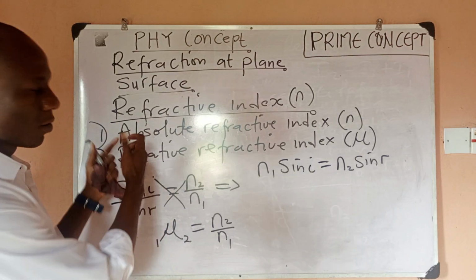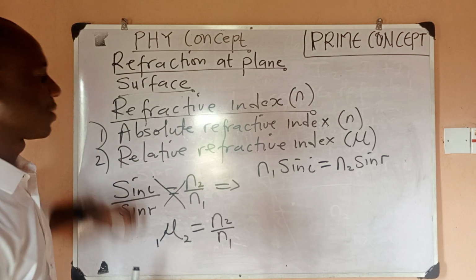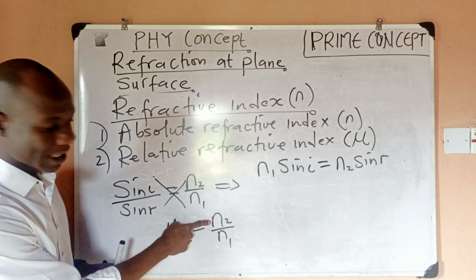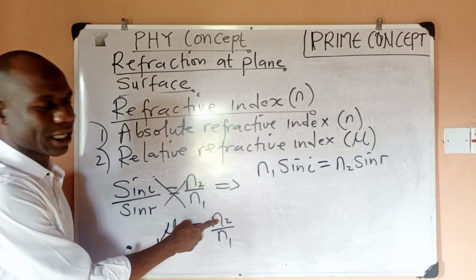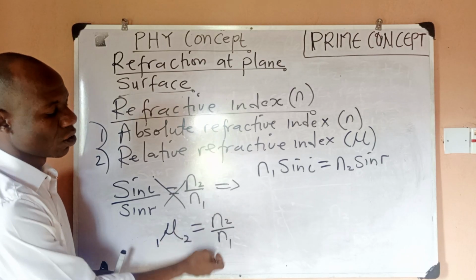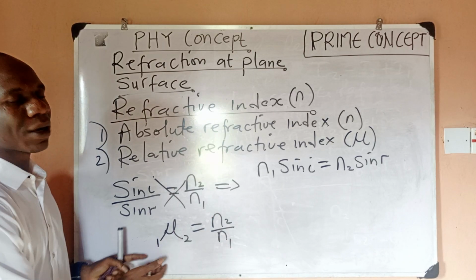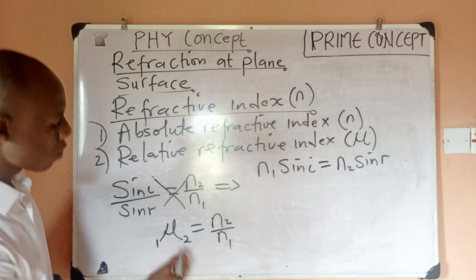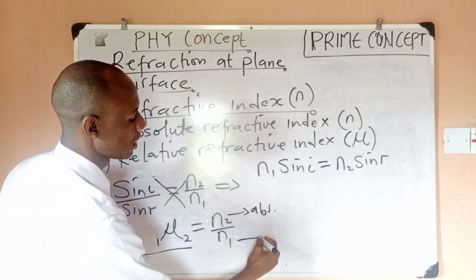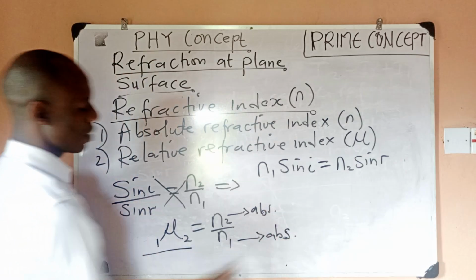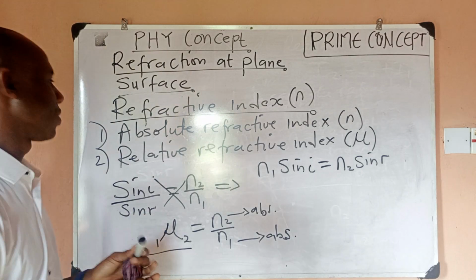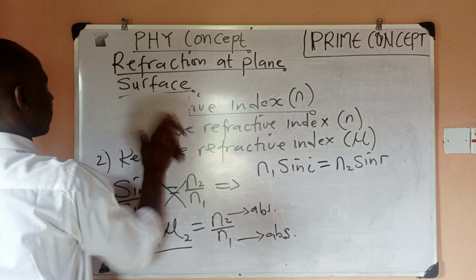Now, you should note from what I've explained so far that we have two types of refractive index. N1 and N2 in this case are absolute refractive indices of the first and second medium. So the ratio of absolute refractive index is what you know as relative refractive index. While this is relative refractive index, each of these is absolute. So let me give a simple question to illustrate this.